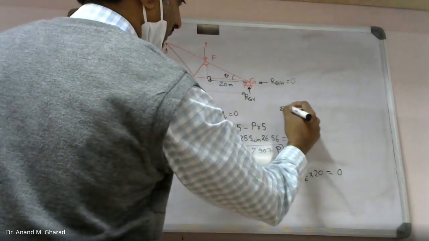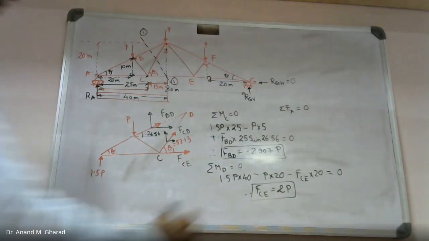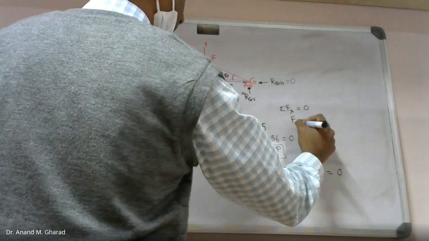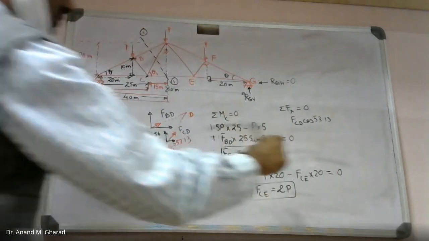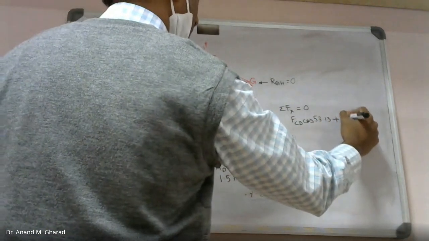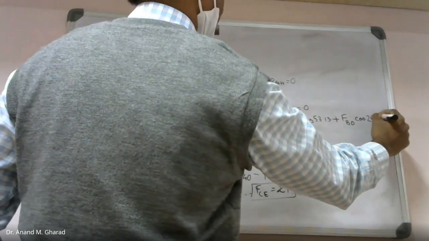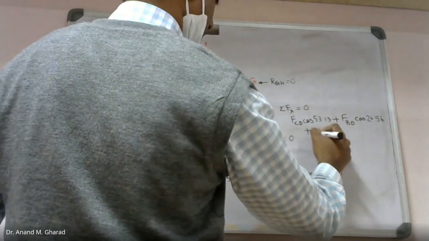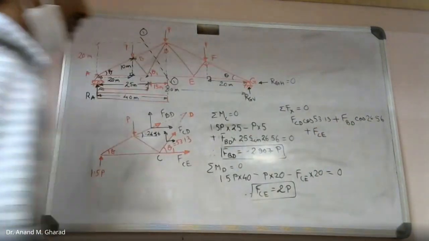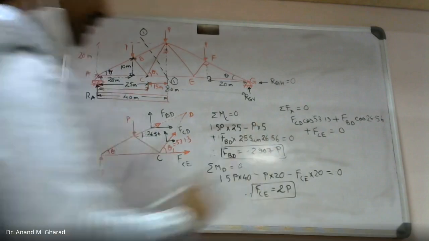From here, I can get the value for force in member CD. For that, I can make use of the sum of forces in any direction equal to zero. To form the equation, force in member CD cos of 53.13, this is positive, plus force in member BD cos of 26.56, and plus force in member CE equal to zero. Again, now while substituting the values, be careful.